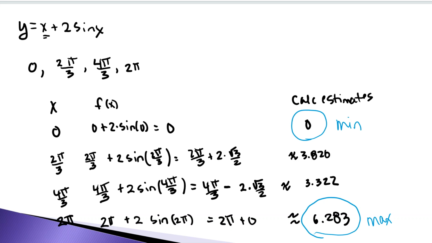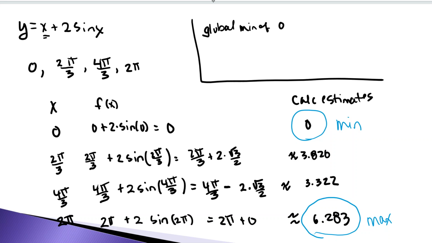So my final answers here would be that I have a global min of 0 at x equals 0, and I have a global max of 2 pi at x equals 2 pi. That's all there is to these. These are much, much simpler, but let's take a real quick look at the graph.